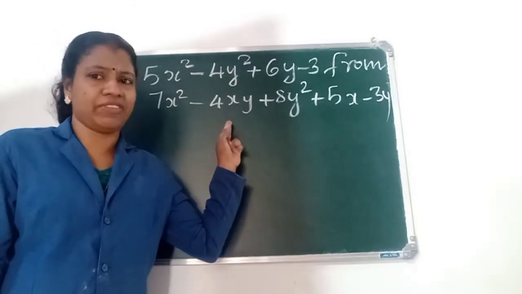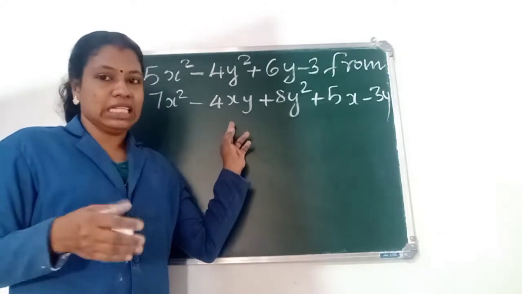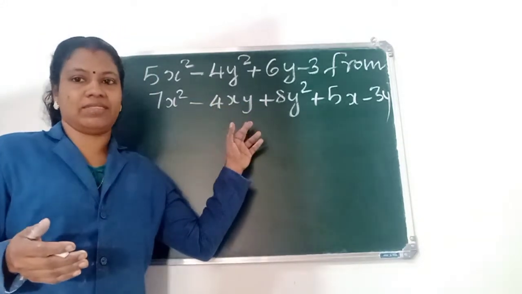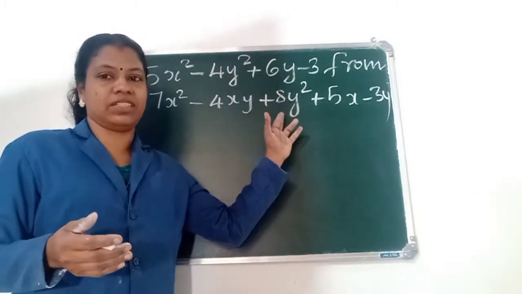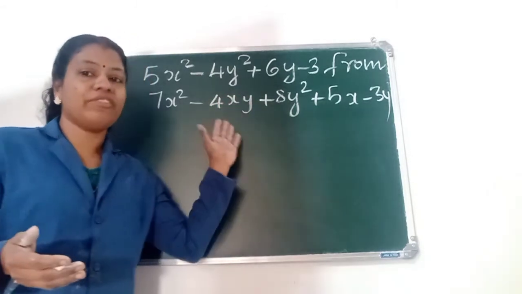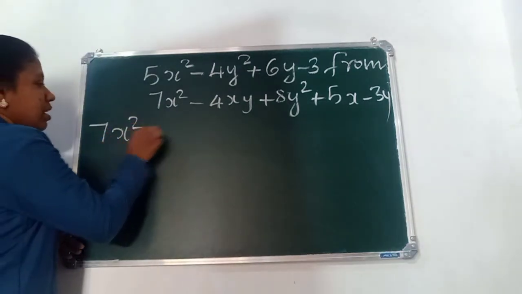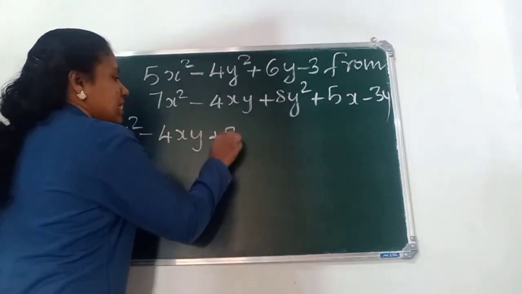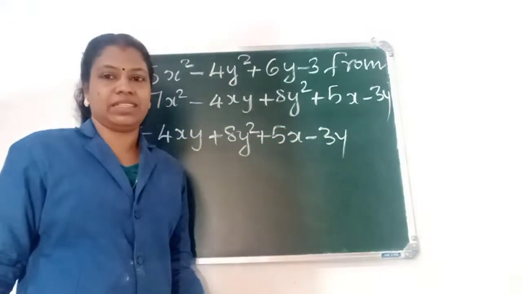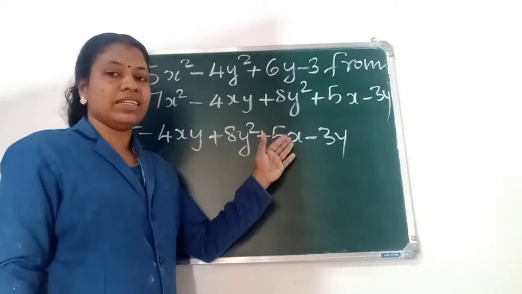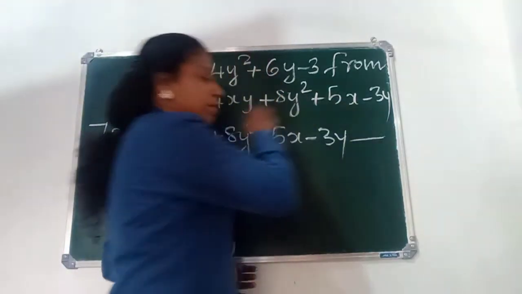What is the meaning of from? Yes, we have to subtract the smaller number from the bigger number. That is what from means. Here the from expression is this one. And subtract this from this expression. So first we have to write the from expression. Okay, so write the expression as 7x square minus 4xy plus 8y square plus 5x minus 3y. First expression. Now we have to subtract the second expression from the first expression. So put a minus sign here.